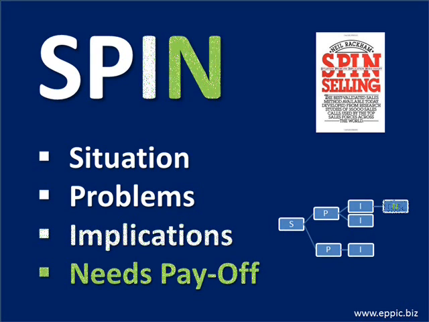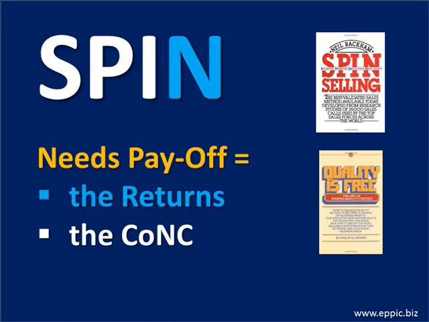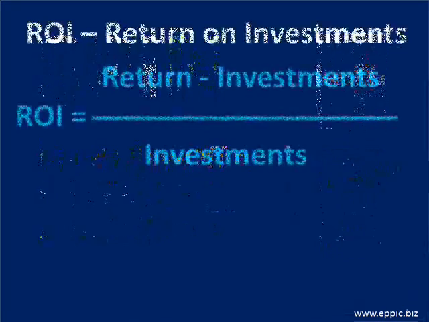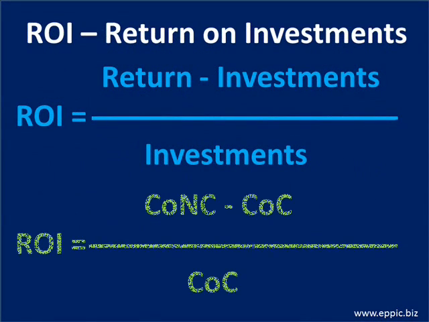Needs payoff is where the salesperson gets the customer to help them understand what it is worth. If we have this situation with these problems, and we pick this problem and we see that the implication is rather large, would I calculate its value, its worth, this way or that way, or how? Many times clients are willing to share this because they can see where this leads. This leads to a needs payoff for them. The needs payoff are the returns, or they are the cost of nonconformance. Again, that's the same thing. Return minus investments divided by investments will give you ROI. And the cost of nonconformance minus the cost of conformance divided by the cost of conformance will also give you ROI.